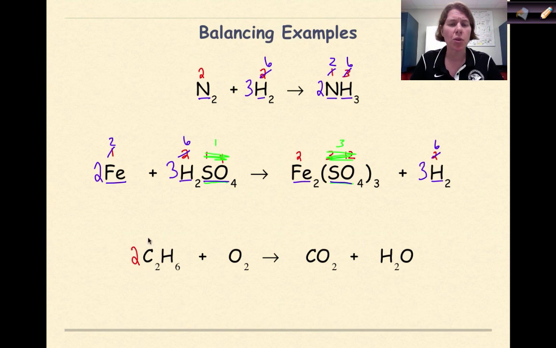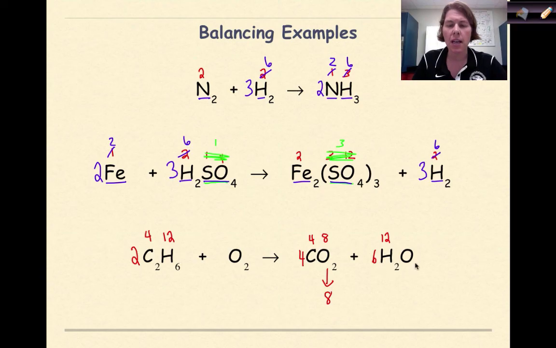So 2 times 2 gives me 4 carbons. So I'm going to put a 4 in front of here, so 4 carbons over here. Then I'm going to look at my hydrogens. 2 times 6 gives me 12. So I need 12 hydrogens over here. So that means 6 times 2 gives me 12. And then finally, I'm going to look at the oxygens. So 4 times 2, that gives me 8 oxygens.